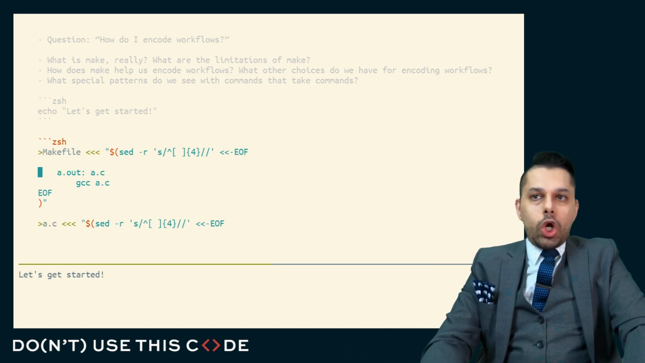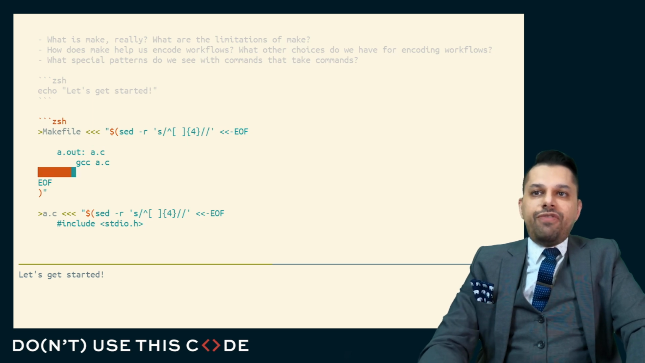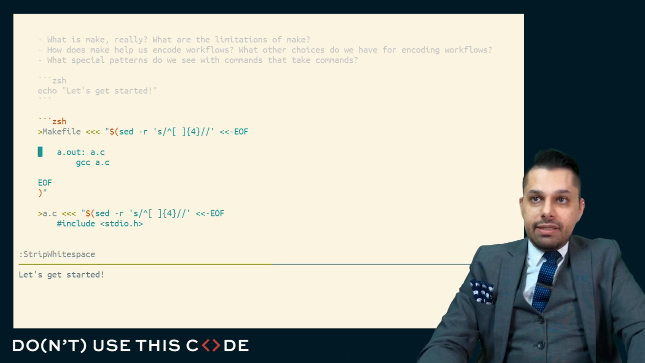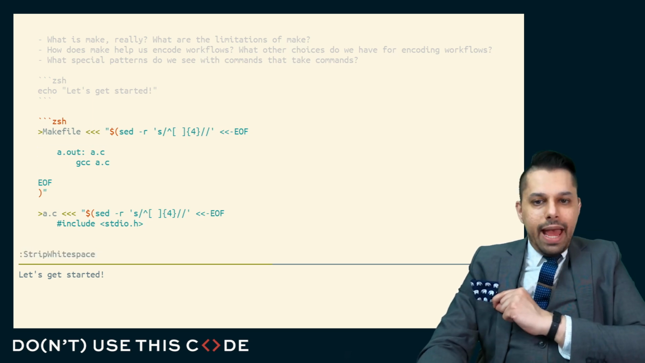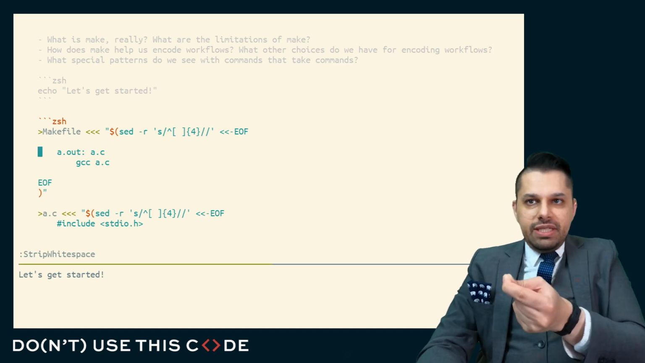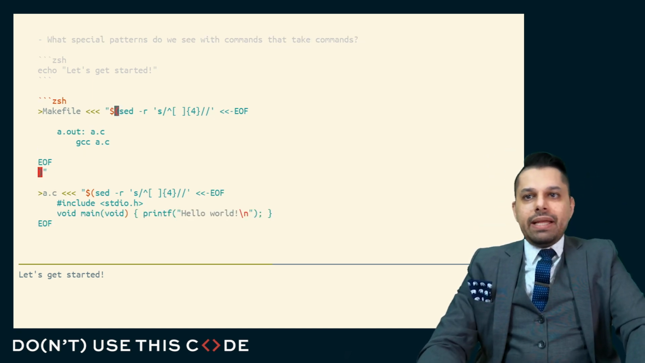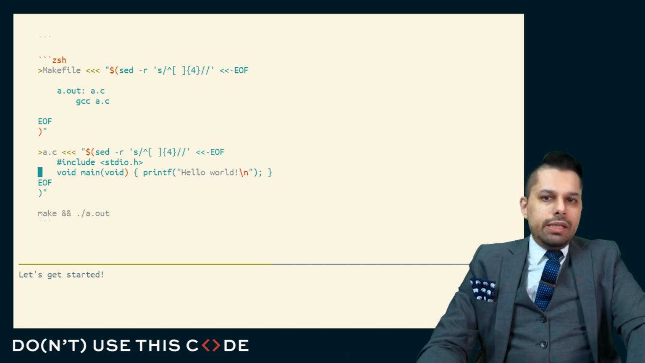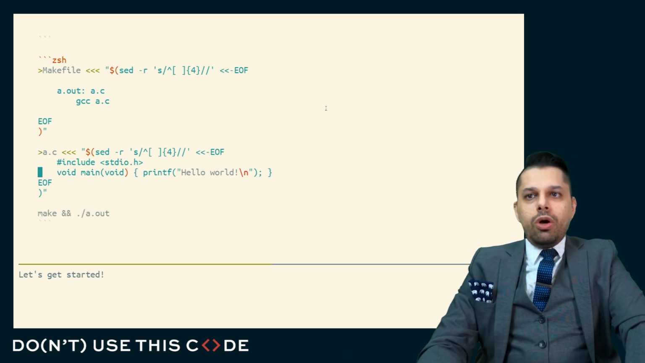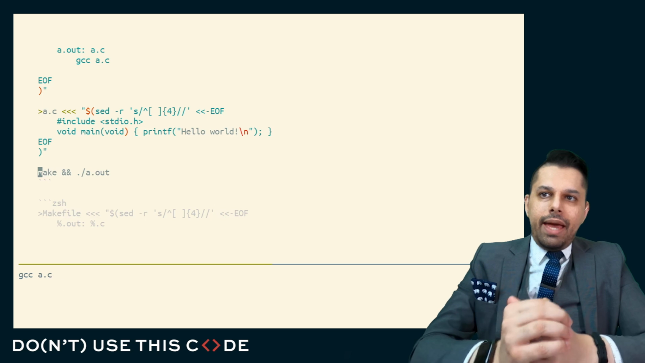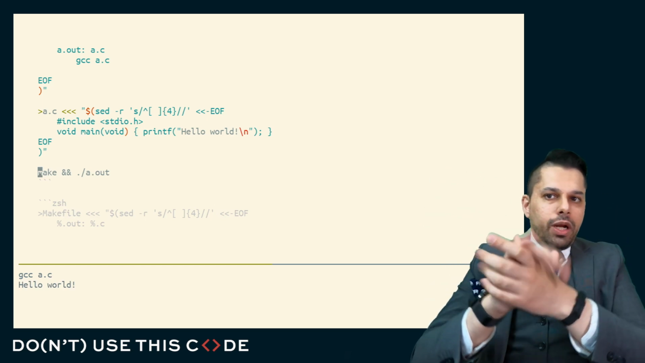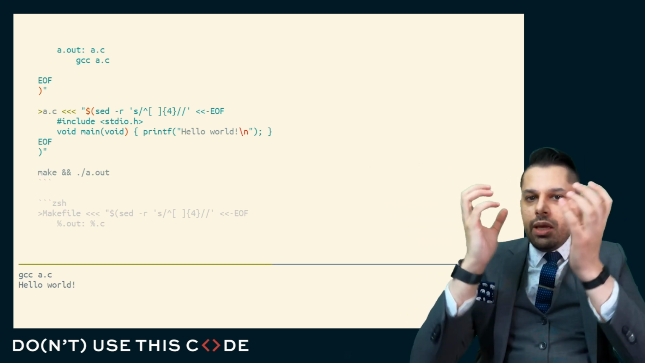It specifies a target given some prerequisites. The file a.c must exist in order to generate a file called a.out, and there is a recipe, GCC, taking that input file and generating the output file. And here is my a.c, and it's a very simple little C program. All it does is print hello world, and I'm going to write Make at my command line, and it's going to build this software. I'm going to run it, and you can see my program works.